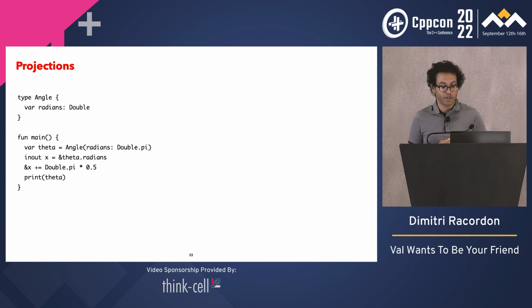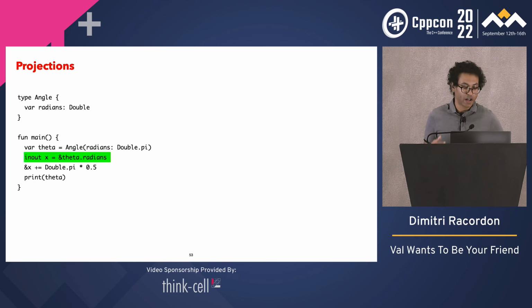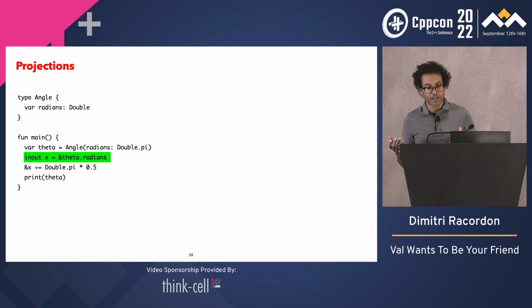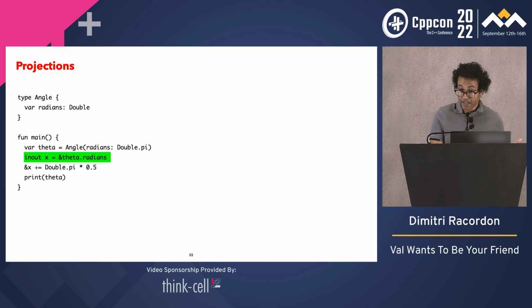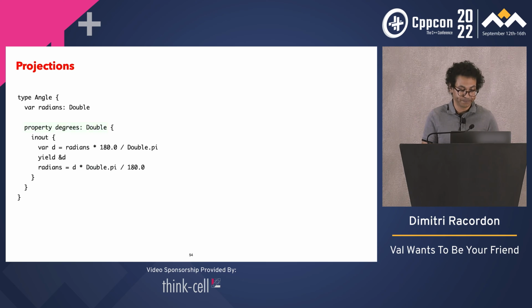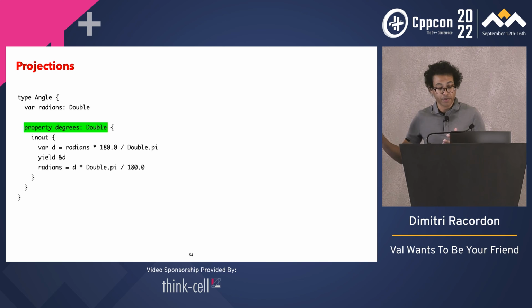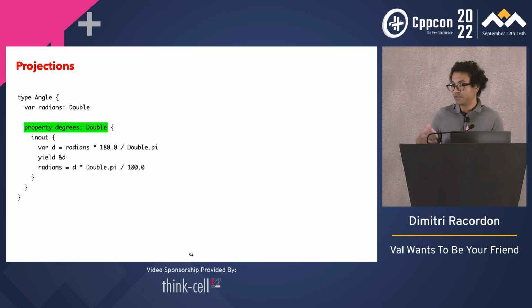Another central feature of Val is the ability to temporarily project views of an object. That feature comes from Swift. It's completely brilliant, and we're just improving it in Val. So we already saw how to create let or in-out bindings to stored parts. But what if we want to project a view that isn't anywhere in memory? Well, for that, we have first-class computed properties. Here we're looking at a property declaration that projects the value of an angle in degrees, although it is stored in the type in radians.